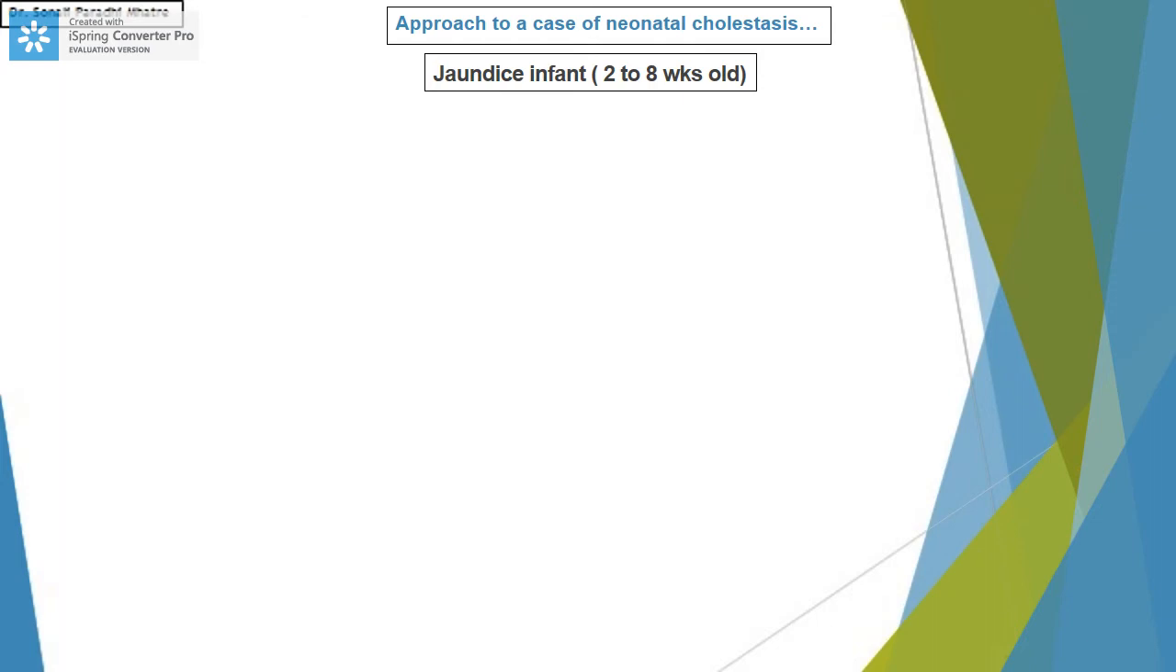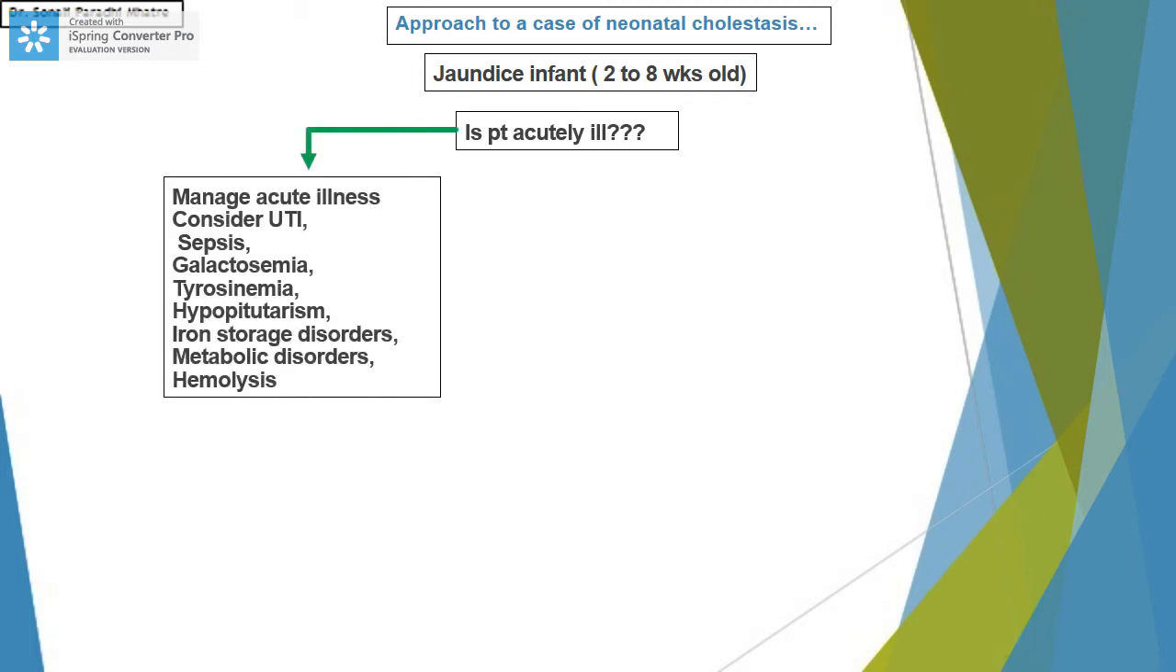Now, neonatal cholestasis: a jaundiced infant who is approximately 2 to 8 weeks old. Stressing the point is very important. Does the child look sick to you? Yes is the green and the red mark will indicate no. Now, if the patient is acutely ill, yes, then firstly manage the acute illness and consider your differential diagnosis as sepsis, urinary tract infection, galactosemia, tyrosinemia, hypopituitarism.